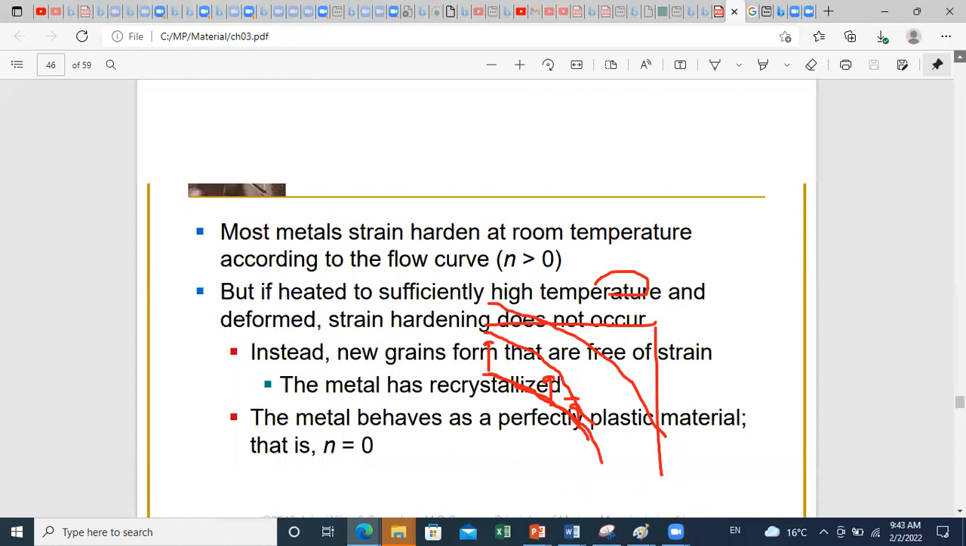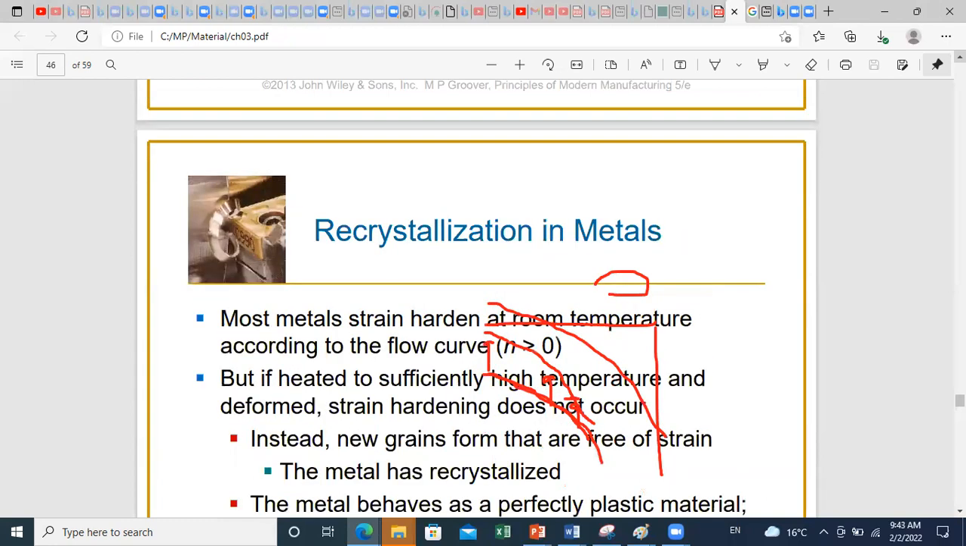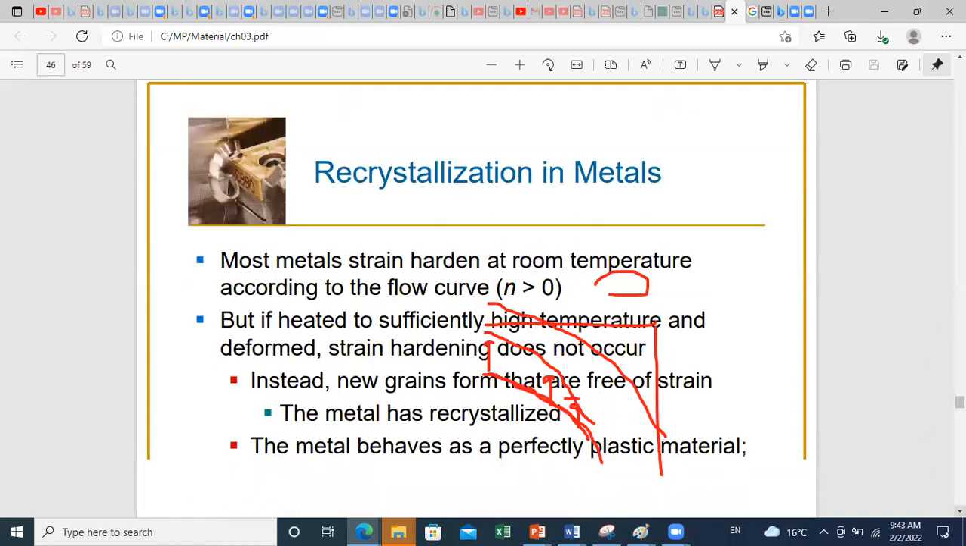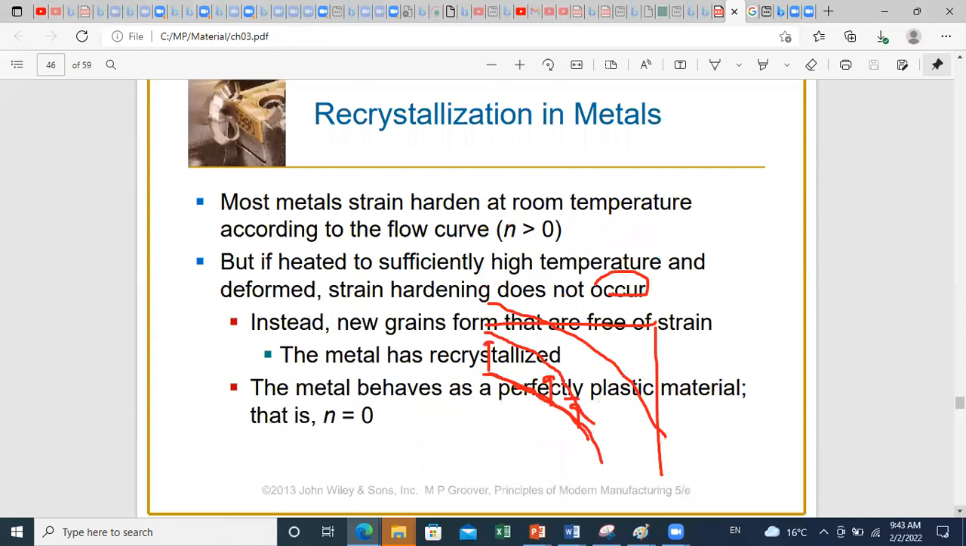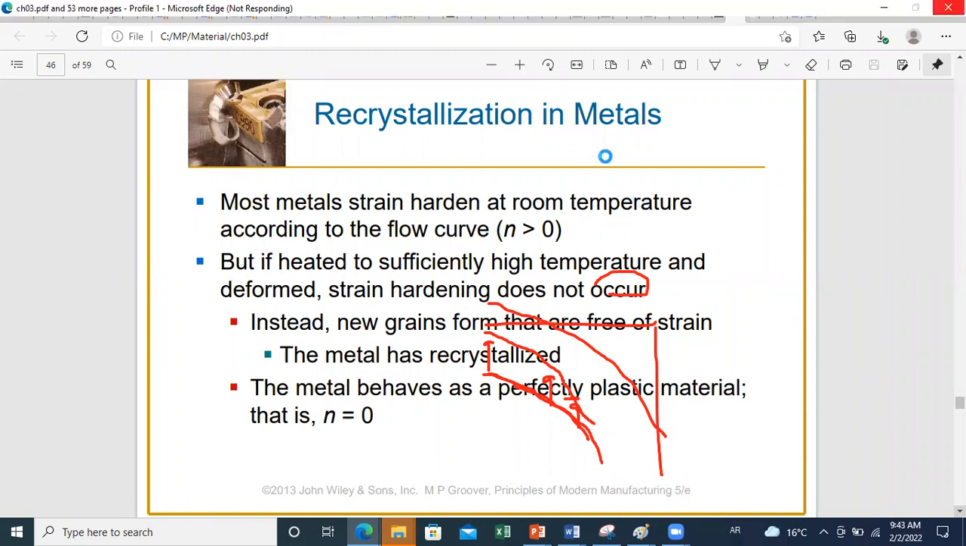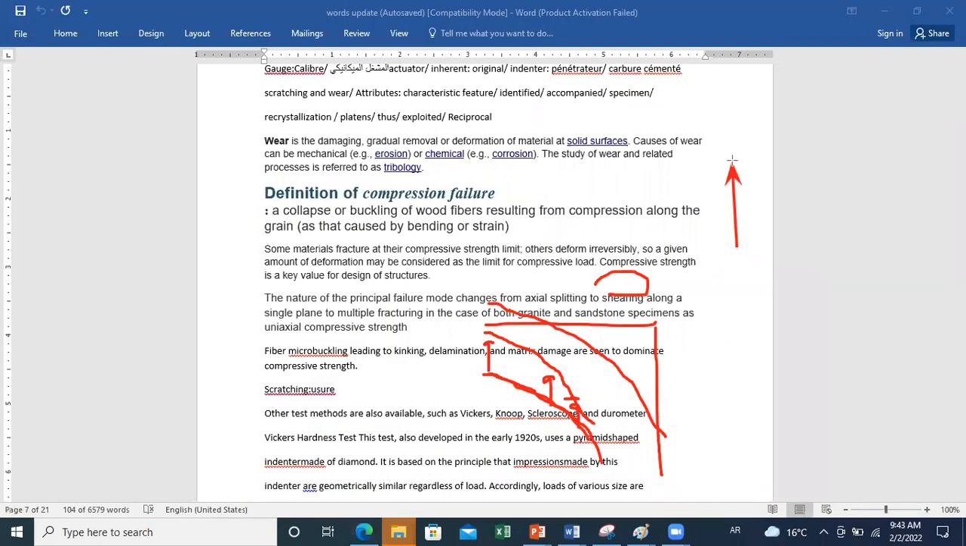Now, concerning recrystallization, we have already introduced the concept of recrystallization in metals, and now we'll see what this phenomenon is. Okay, so most metals will have the strain hardening behavior at room temperature according to the flow curve. So if you remember when we introduced different behaviors of materials, we said that one possible behavior is... one second.